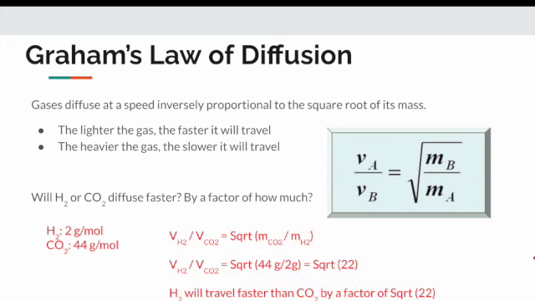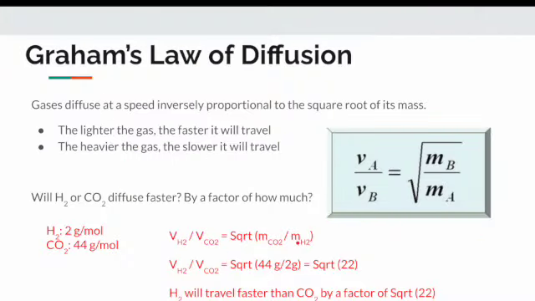And now from there, you can just plug this into Graham's law of diffusion. And then from there, you get by a factor of square root of 22, which is 4.7. So good job. I just left it in square root of 22 in this case. But yeah, you are still correct. In fact, I actually think your answer is considered more correct than mine. All right, let's continue.